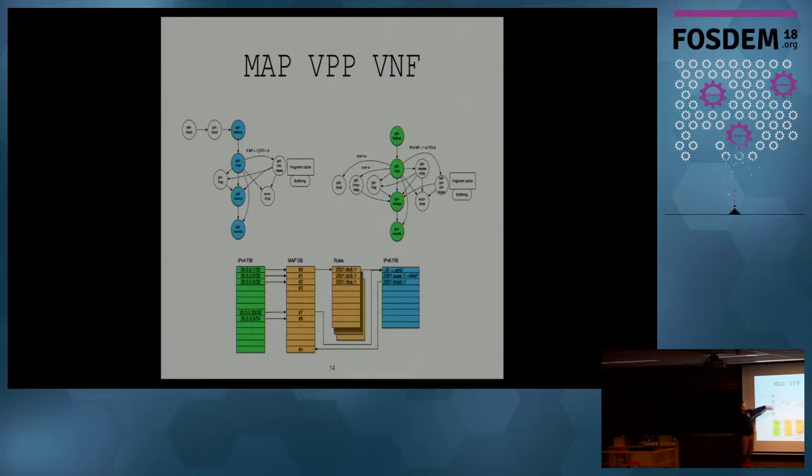But as you see, the only complexity here is what to do with fragmentation, because with a fragmented packet you don't see the TCP header, and you can't do routing here unless you see layer 4 information. So you have to do virtual reassembly, and you have to deal with fragments.